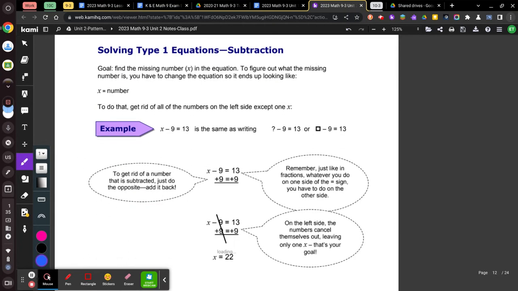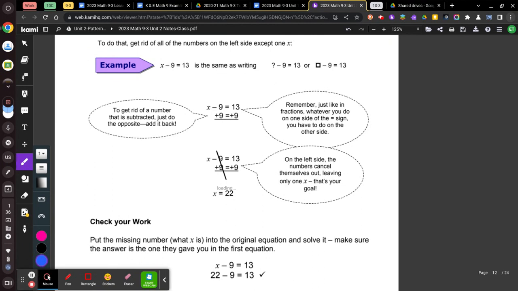This is another example of a subtraction question. So right now, like the question I just did, you've got a digit being subtracted. These are the steps if I'm not with you. Turn your page.